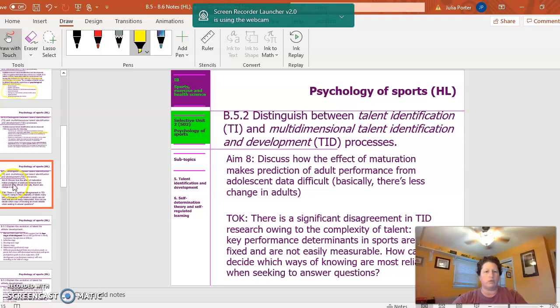All right, so when we look at talent identification, we can actually look at this and talk about TOK with it. And I want you to take a moment to look at the question and the statement here with TOK. And then I just want you to think about, how does this relate?